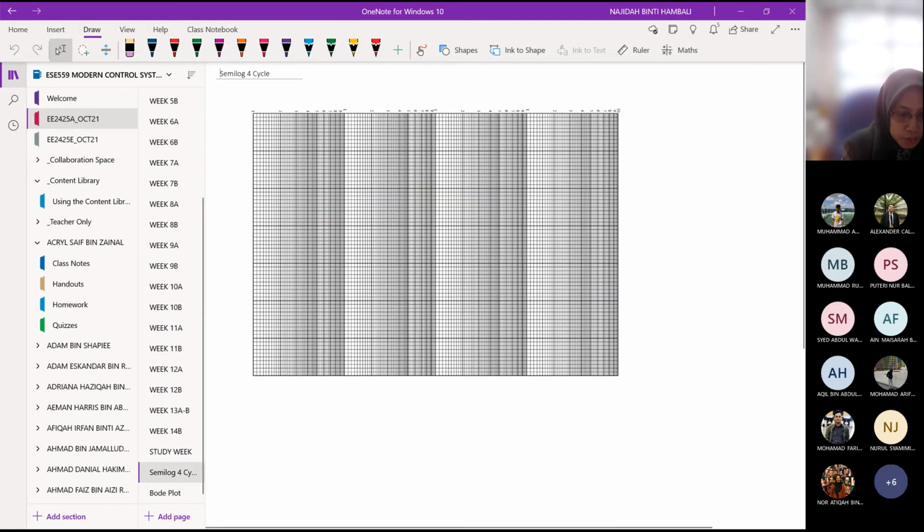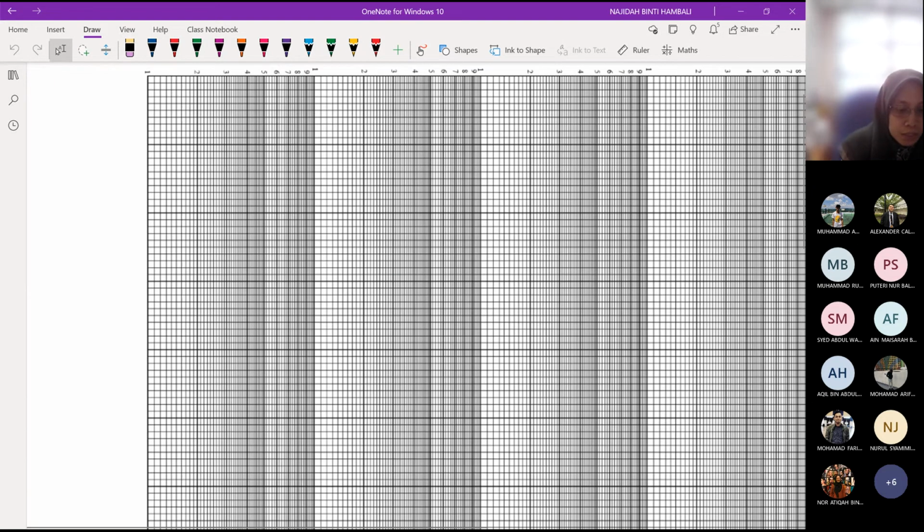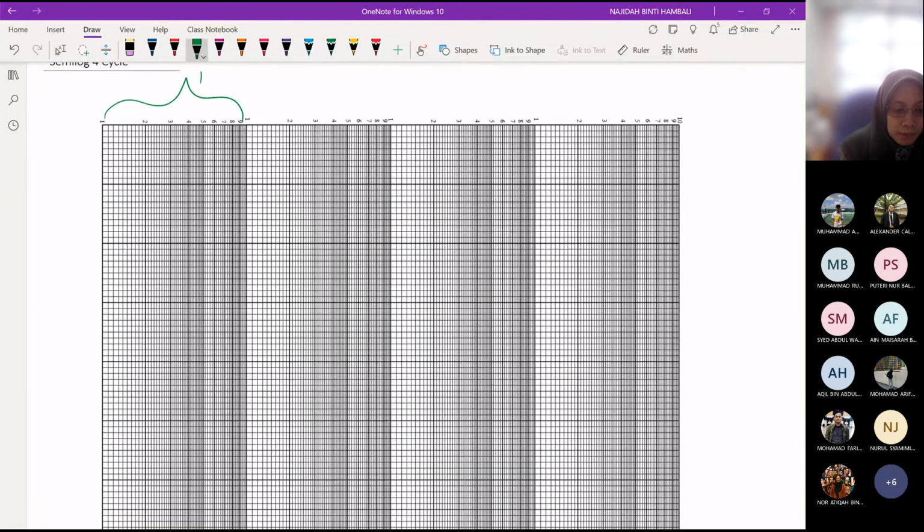Do you have similar graph paper? 4 decade, okay. So this is 1 decade. This is another 1 decade. This is another 1 decade. This is another 1 decade.